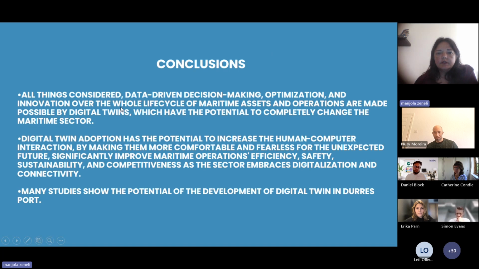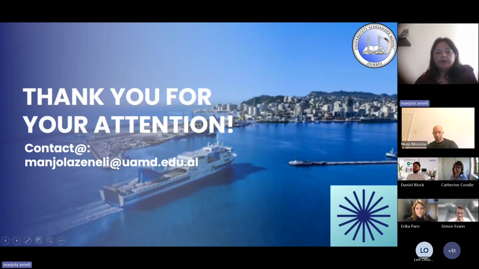Conclusion: all things considered, data-driven decision-making, optimization, and innovation over the whole life cycle of maritime assets and operations are made possible by digital twins, which have the potential to completely change the maritime sector. Digital twin adoption has the potential to increase human-computer interaction by making it more comfortable and fearless for an expected future, and significantly improve maritime operation and efficiency, sustainability, competitiveness, and sector imbalances. Many studies show the potential and development of digital twins in ports. Thank you for your attention.